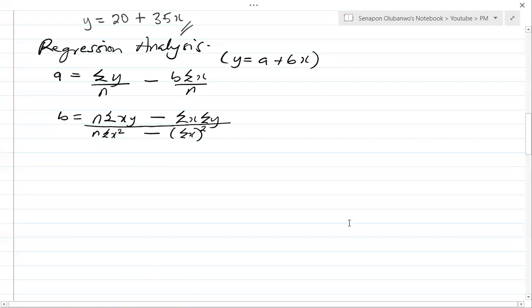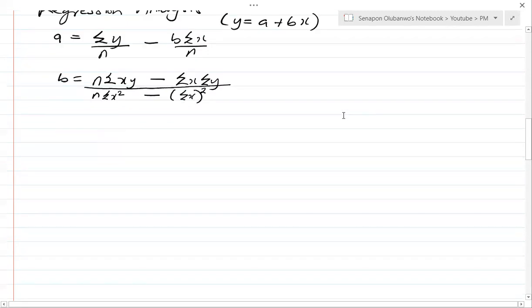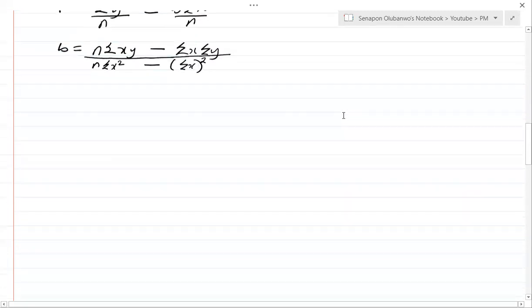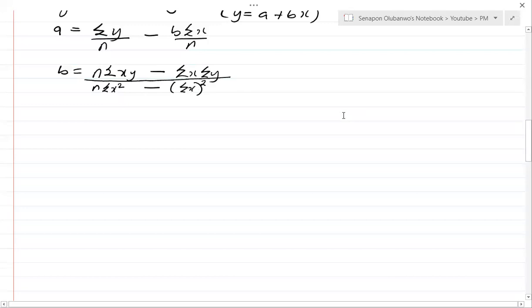So let's calculate B first, before we can calculate A. But in order to calculate B, we need to do our table. Looking at this formula, we will need summation Y, summation X, summation XY, and summation X squared. So let's do our table.